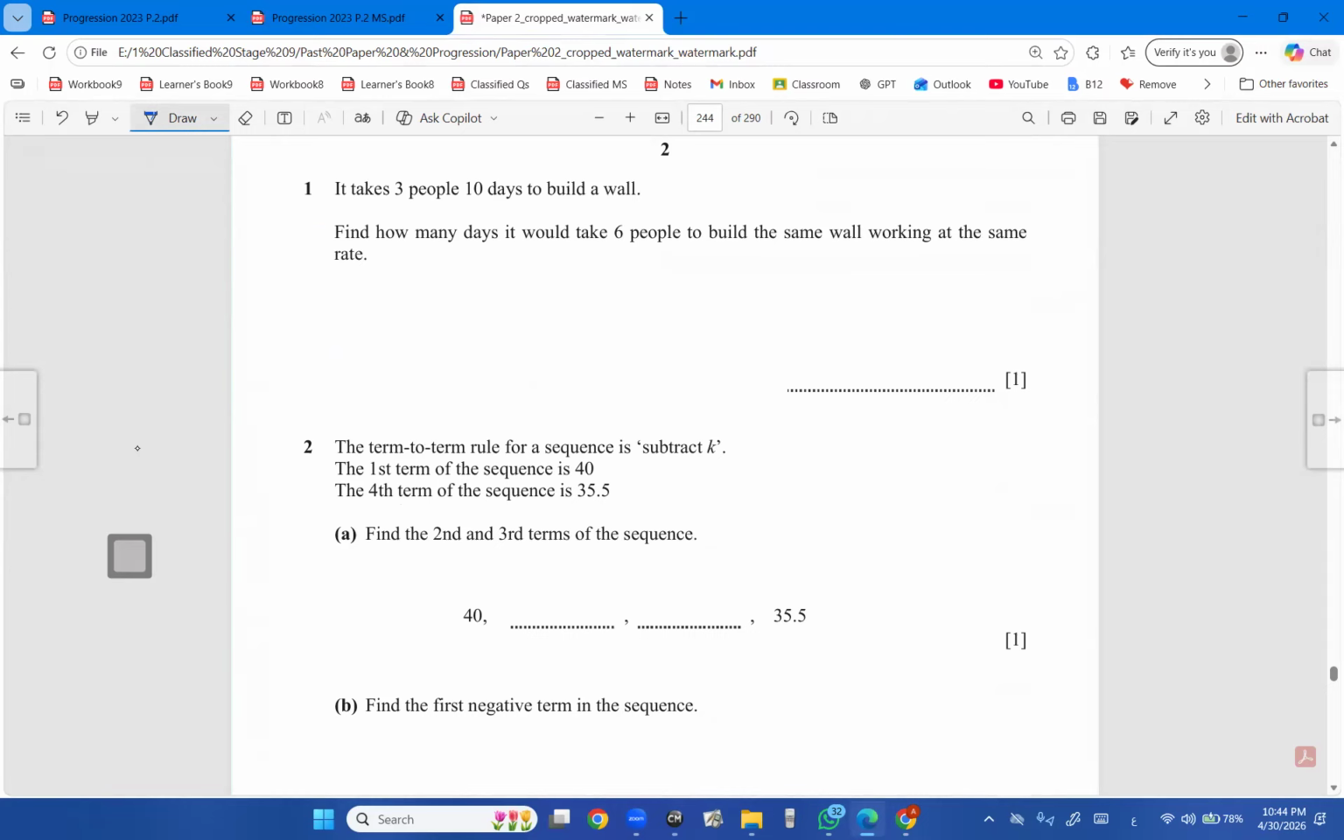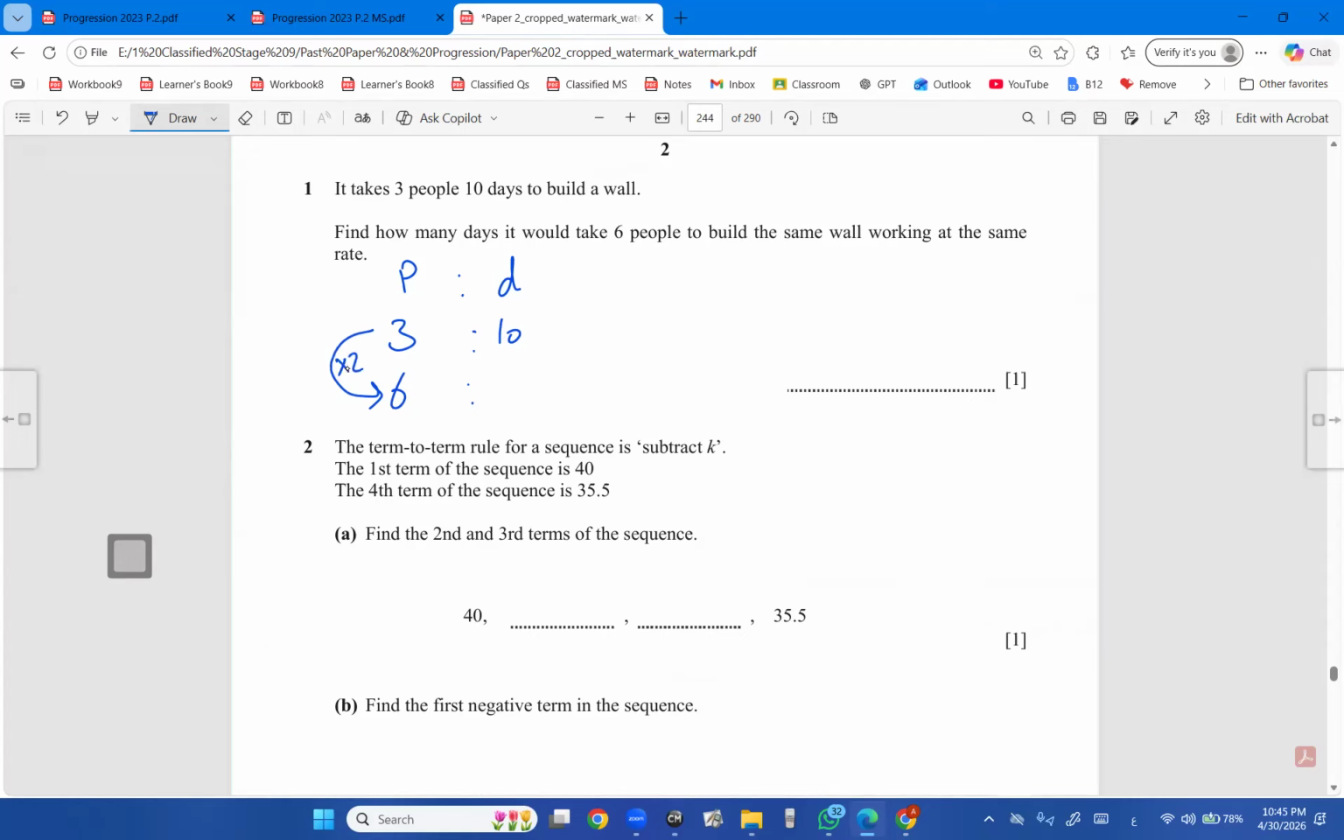The first question says that it takes three people 10 days to build a wall. Find how many days it would take six people to build the same wall working at the same rate. So you need to write the ratio this way: number of people, number of days. Three people take 10 days, and they want six people. You should notice one thing: if the number of people increases, then definitely the number of days they're going to spend building that wall is going to decrease. This is just common sense. So this is inverse proportion. You should notice this. It is inverse proportion.